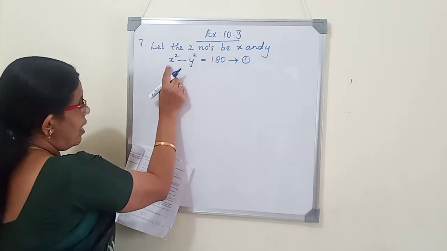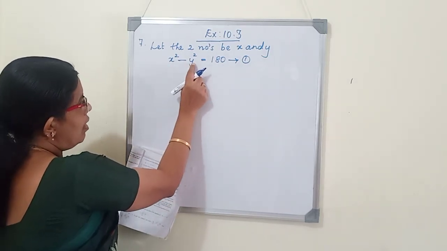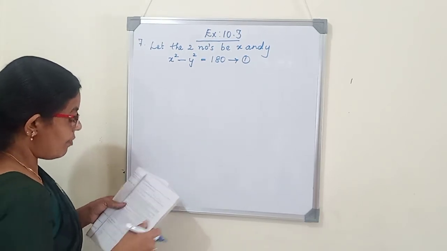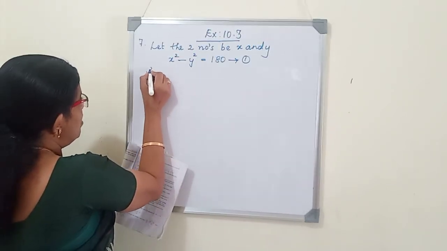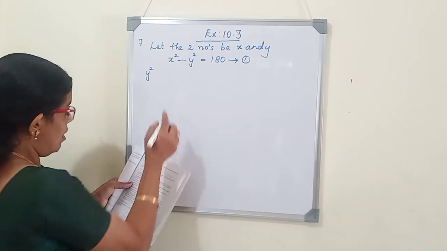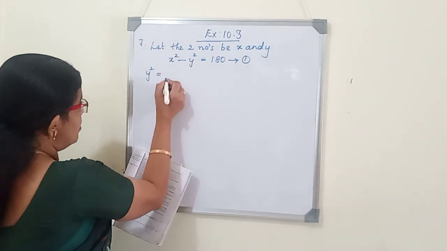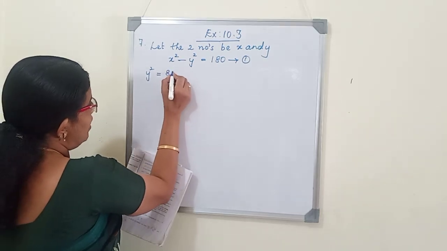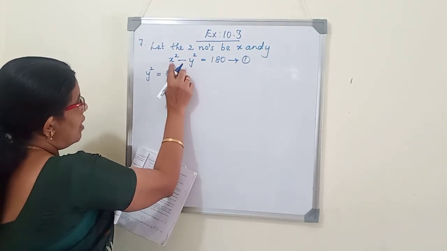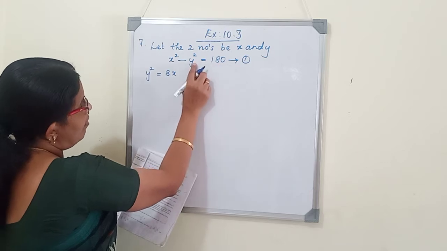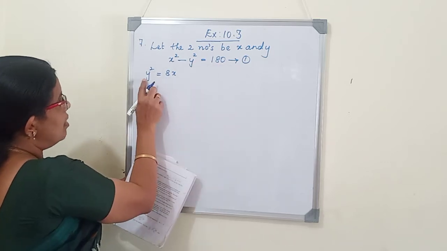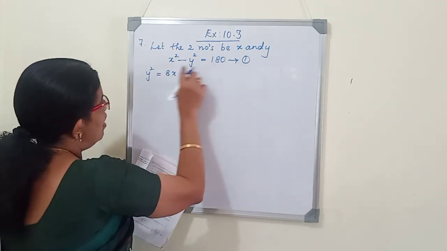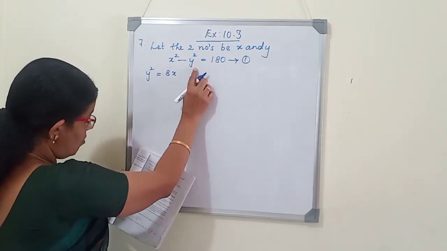Next they said the square of the smaller number. As I had written x square minus y square, we will consider y as the smaller number. So the square of the smaller number, y square, equals 8 times the larger number. The larger number we will take as x. So 8x. As we had written x square minus y square is 180, we will take the second number as the smaller number. The square of the smaller number is 8 times the larger number. So if you want, you can write x as the larger number and y as the smaller number.